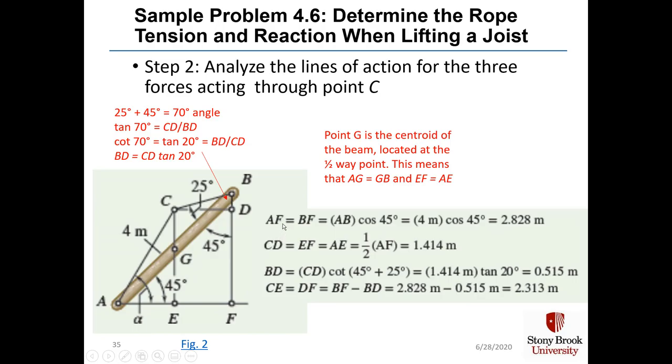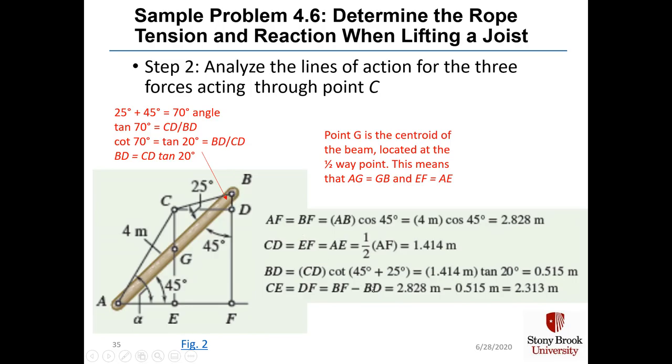But we just calculated the length of AF, which means that from C to D is 1.414 meters. BD, this short little section, is equal to CD times cotangent of 70 degrees, but that was just CD, which is 1.414 times the tangent of 20 degrees. And we take that number, it's 0.515 meters. CE, which is the long side of this rectangle, equals DF, the opposite long side. But DF is just BF minus little section BD.